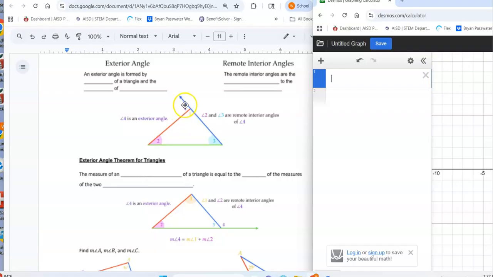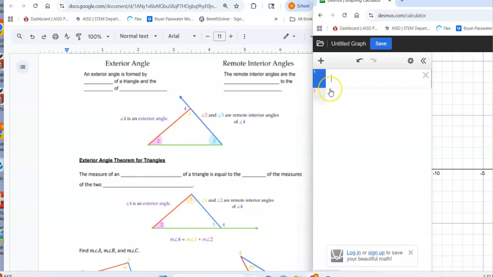And well, angle 4 and angle 1 would be supplementary. But also what that means is since angle 1's here, angle 2 and 3 would add up to angle 4, because 1 and 4 are supplementary, meaning they add up to 180, but also angle 1 plus angle 2 plus angle 3 equals 180.